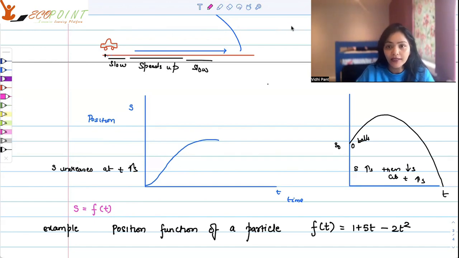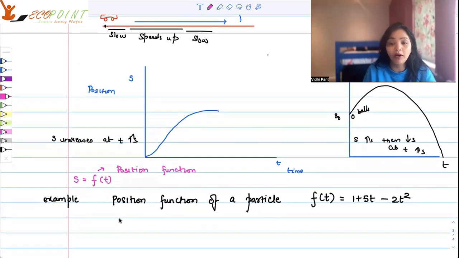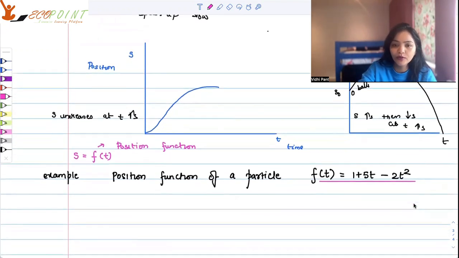where t is the time. So f could be said to be a position function. For example, the position function of a particle could be 1 plus 5t minus 2t squared. So it's purely a function of t, where t stands for the time being used, okay?